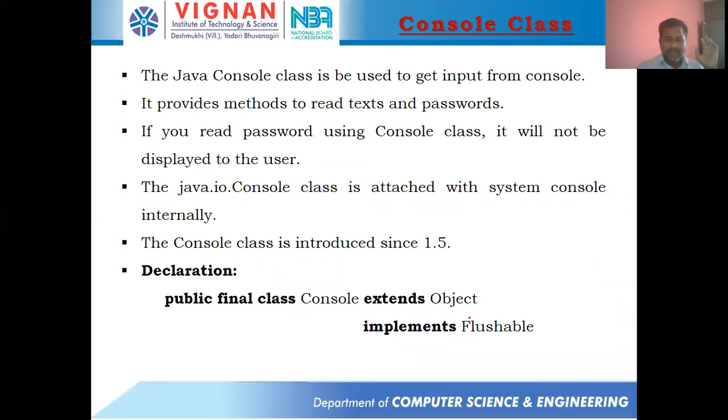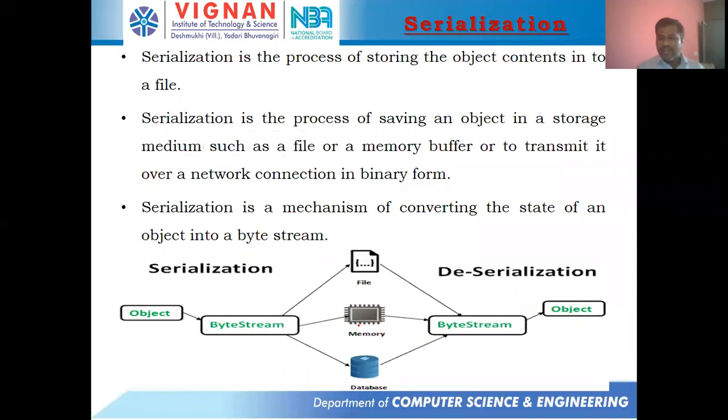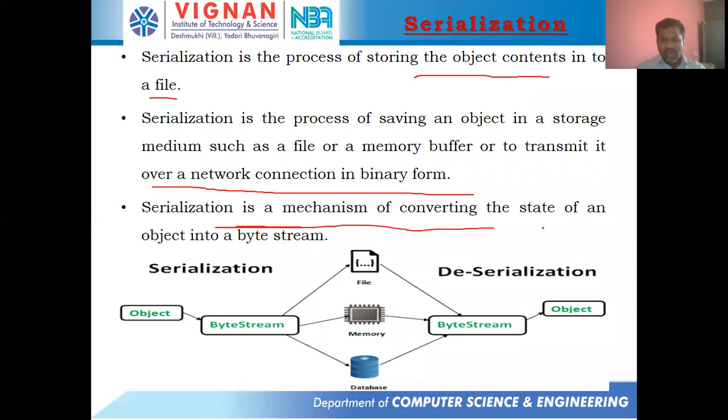Okay, fine. Now, what do you mean by serialization over here? Serialization is nothing but a process of storing the object content into a file. So serialization is a process of saving an object in a file, and it is used to transmit over a network connection in the form of binary. Serialization is a mechanism of converting the state of an object into a byte stream.